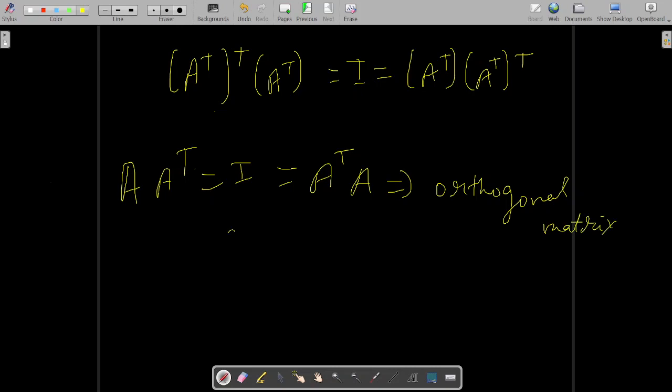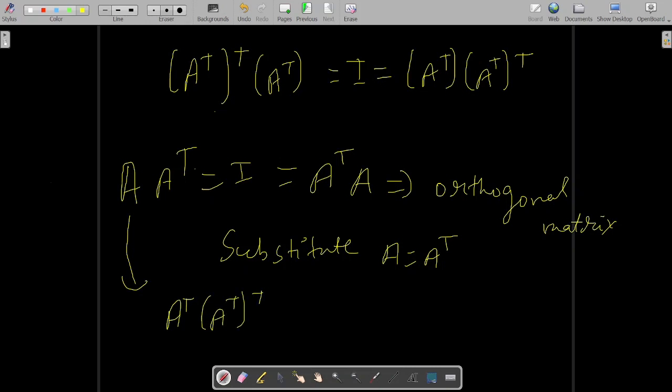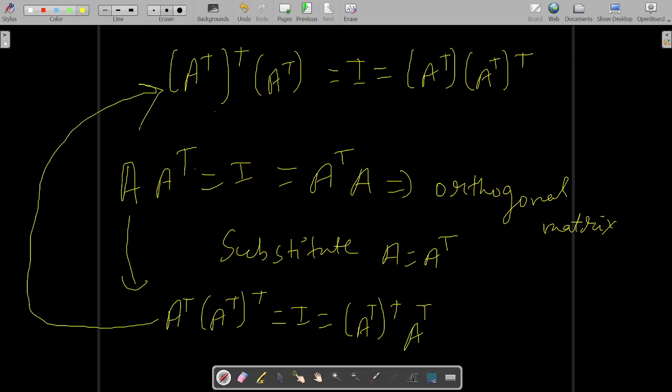Now substitute A with A transpose here. After you substitute A is equal to A transpose over here, you get something of this kind. So what does this mean? This is identical to this. When A transpose will be orthogonal, what does this imply? This implies that A transpose is orthogonal.